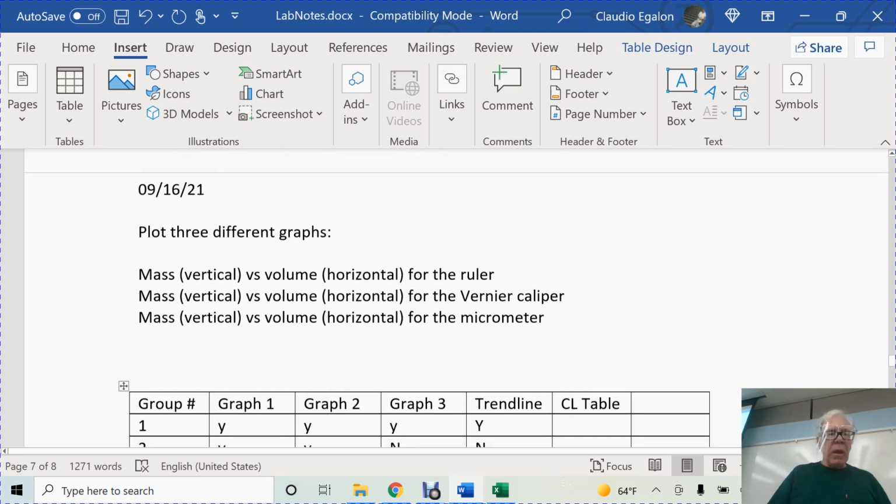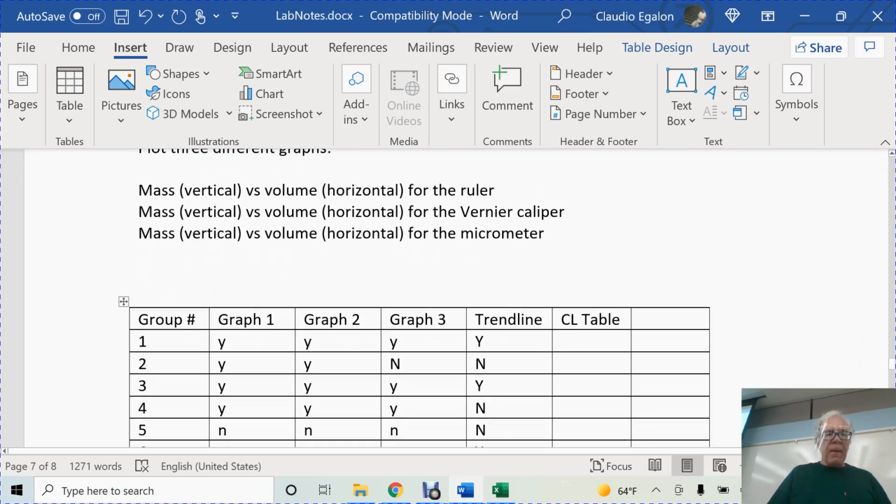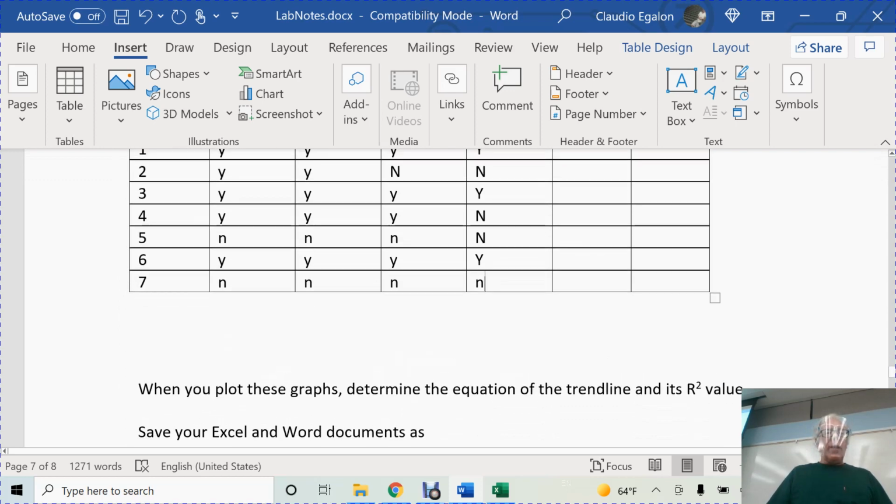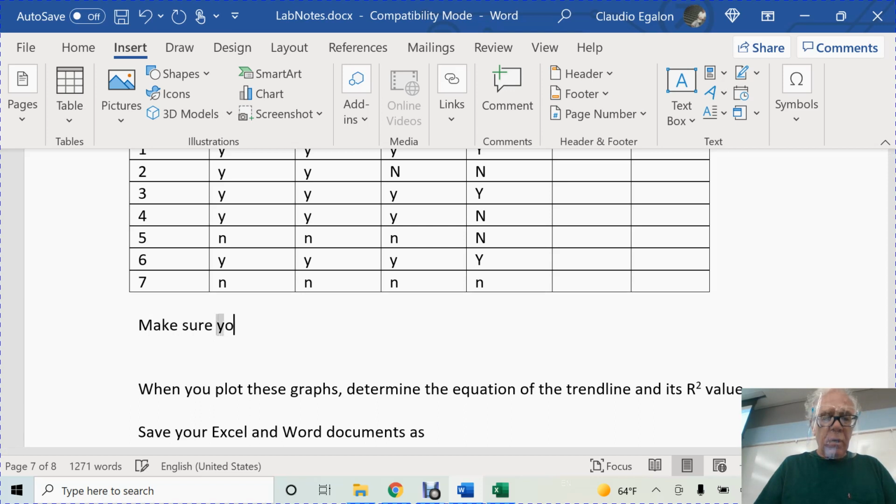Okay, and then when you plot the graphs, for those who have done the graphs, make sure you have the axis title, right? Do you have the axis title? All your groups, make sure you have axis titles in your graphs. Axis title.